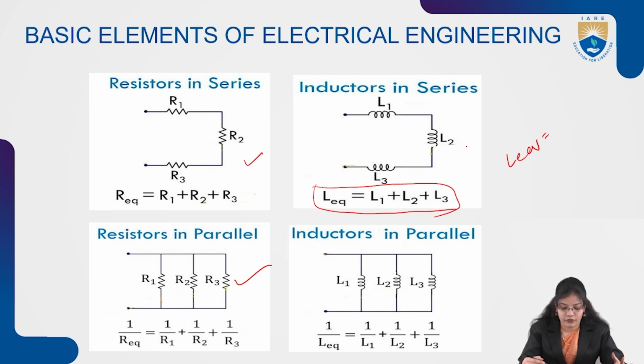In the same way, for parallel circuits, if they are connected in parallel, we use the formula 1 by L equivalent is equal to 1 by L1 plus 1 by L2 plus 1 by L3. The way we calculated for the resistances, in the same way we calculate for inductance also.